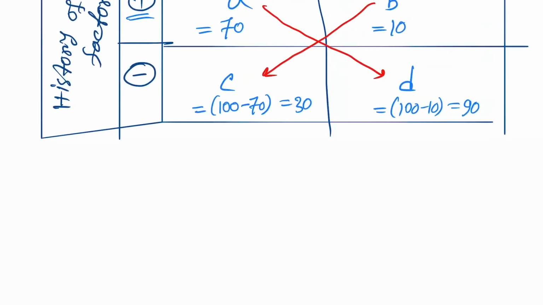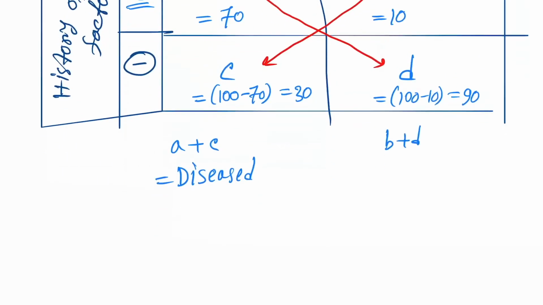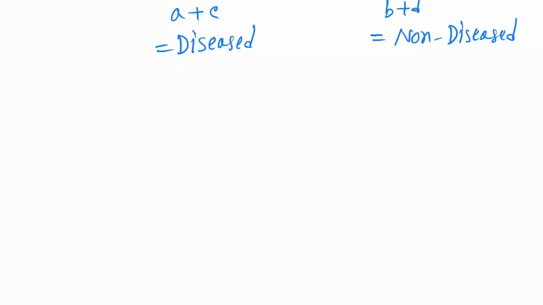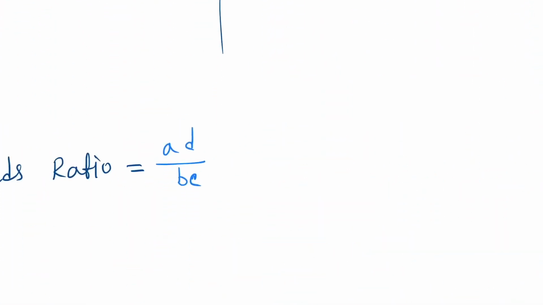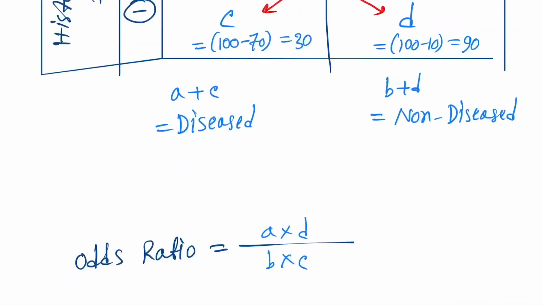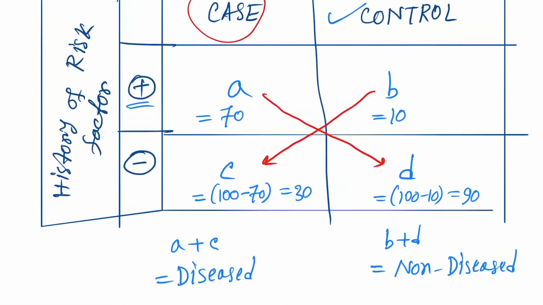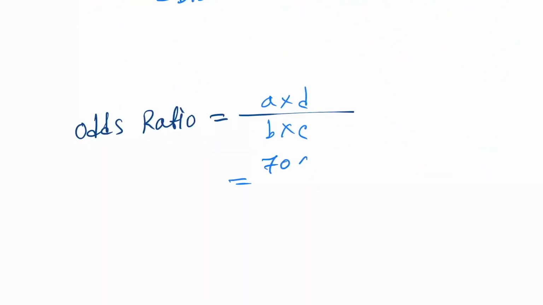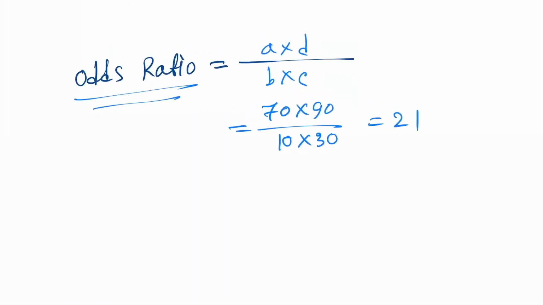Now calculate the odds ratio. You can write one another thing, that A plus C is equal to diseased or case, and B plus D is equal to non-diseased. Now calculate the odds ratio. Odds ratio is equal to, what is the formula? AD by BC. A is 70, D is 90. So 70 into 90 by 10 into 30. Answer will be 21. Okay, this is the calculation of odds ratio.